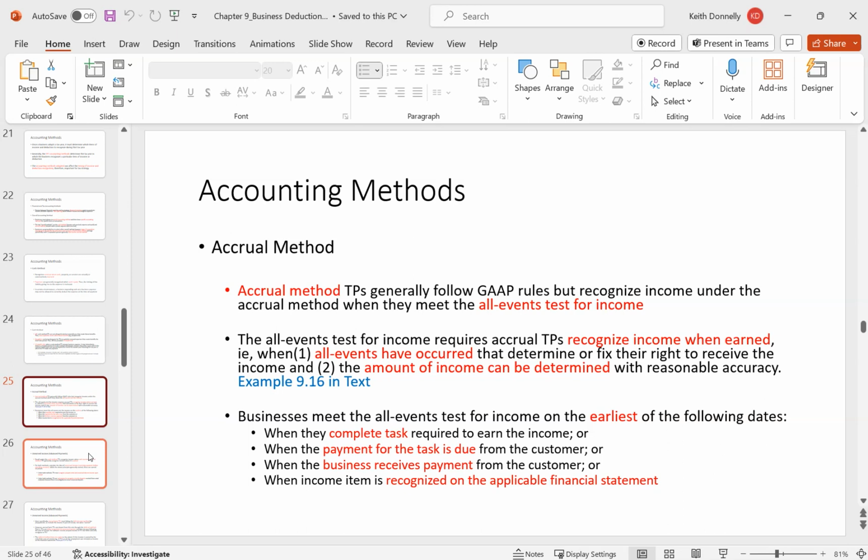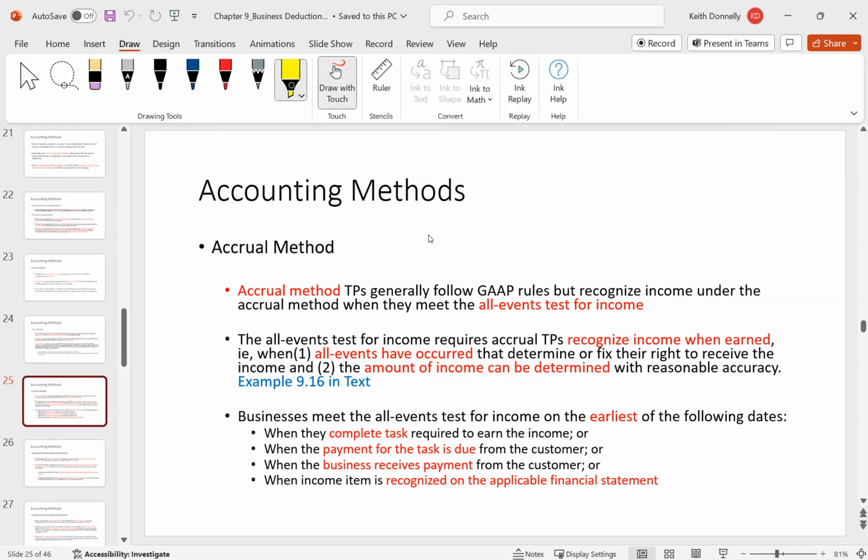As I have here, taxpayers generally follow GAAP rules, but they recognize income under the accrual method when they meet the all events test. And this is for income. There'll be a separate all events test for deductions. The all events test basically says when you earn it, that is to say, when all events have occurred that determine or fix the right to receive the income, and the amount of income can be determined with reasonable accuracy. So it's when you earn it, but it's also fixed. We know what we're getting into.